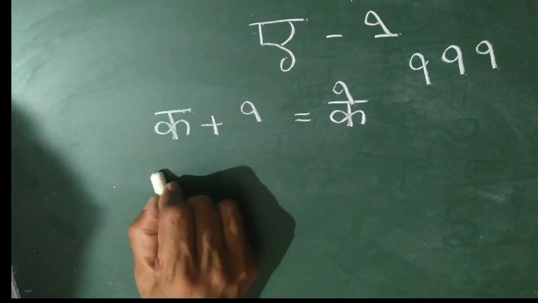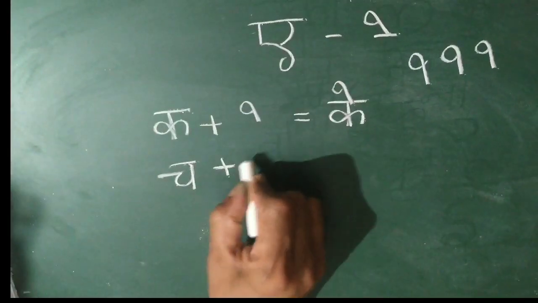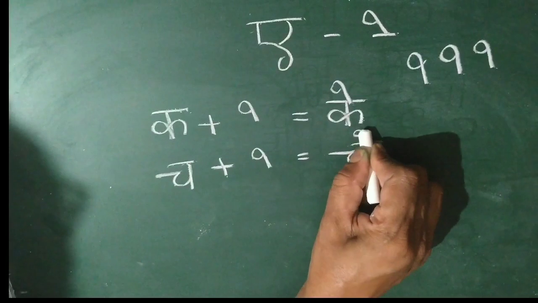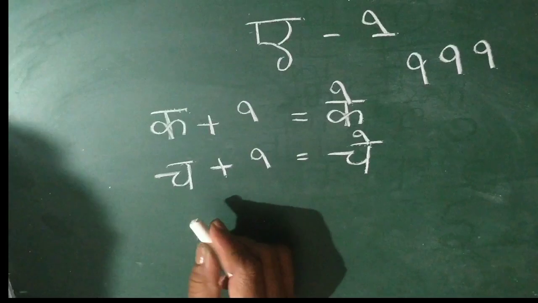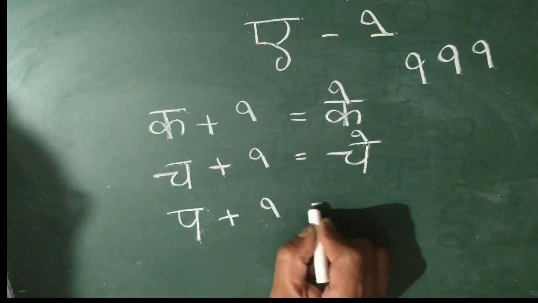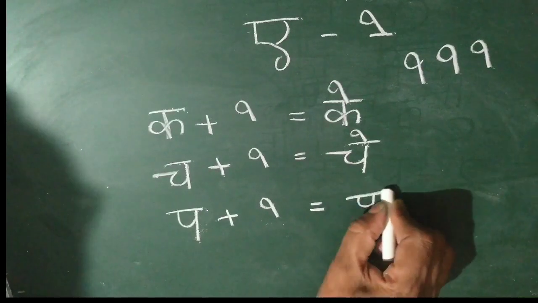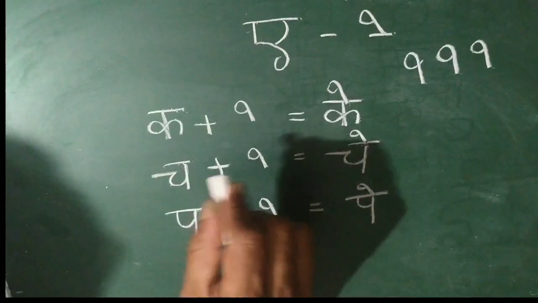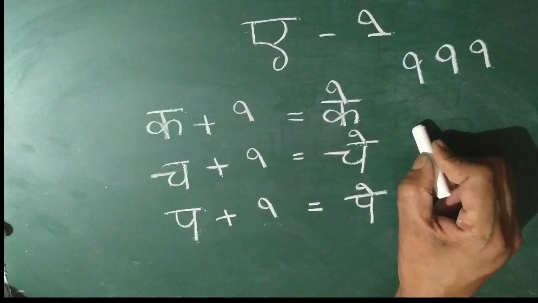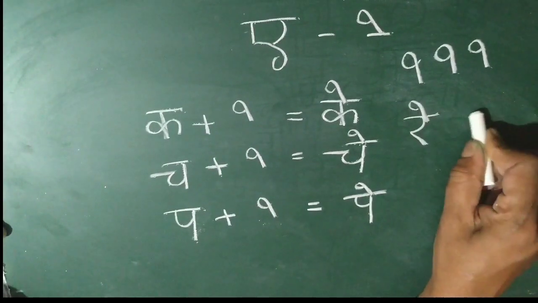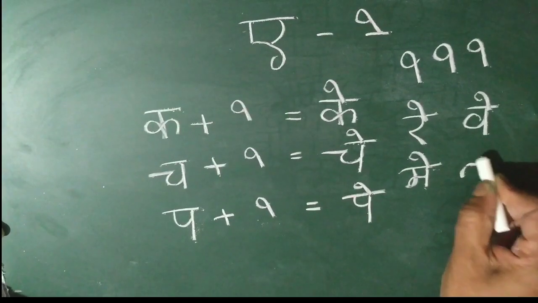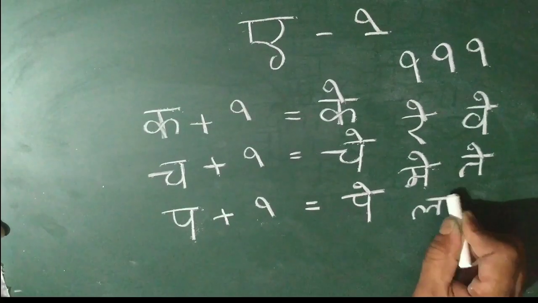So after this you write cha. Cha plus A, che. And next one, pa. Pa plus A, pe. So in the same way you can use this symbol of A in all the letters. For example, array, way, may, te, le.